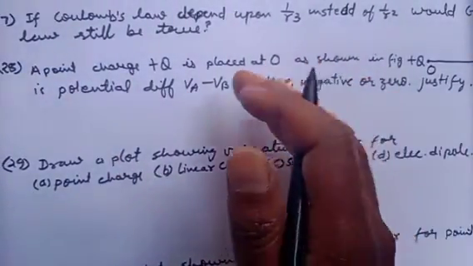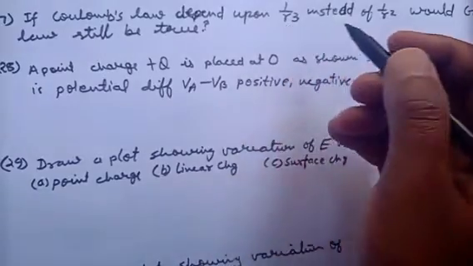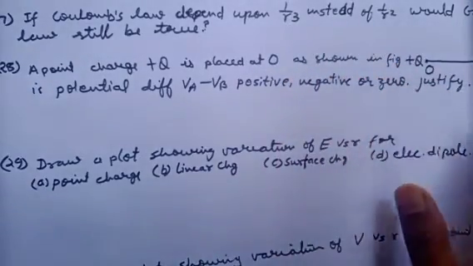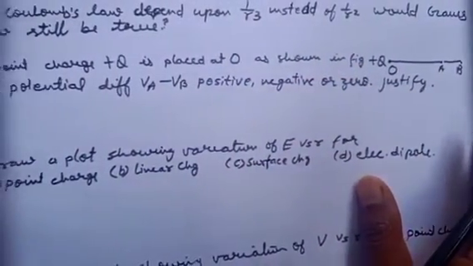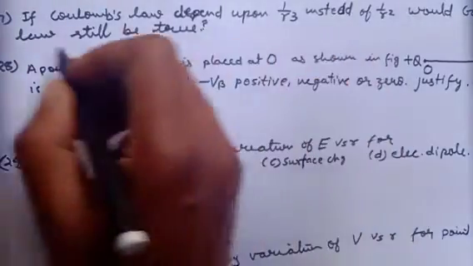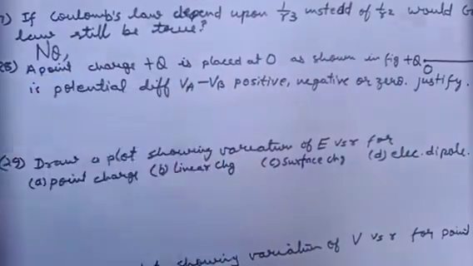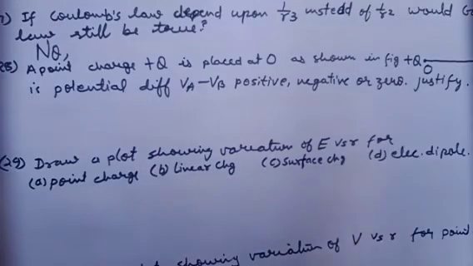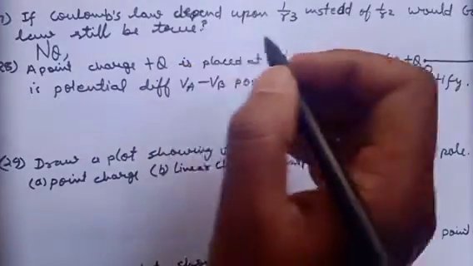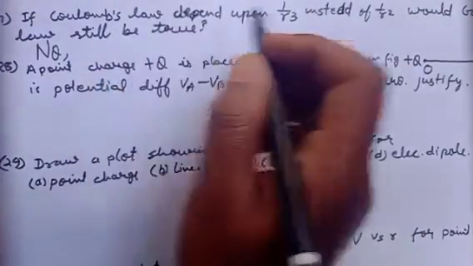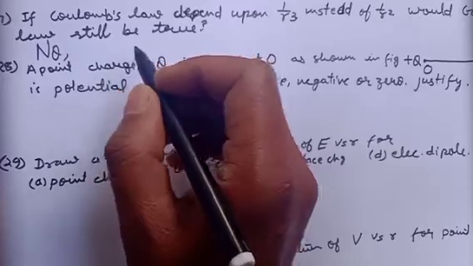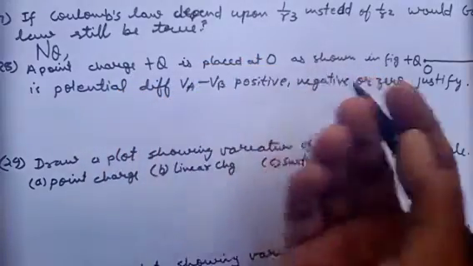Okay, 27th question. If Coulomb's law depended upon 1 by R cube instead of 1 by R square, would Gauss's law still be true? Answer is no, and that's all. Just move on. If justification is asked, we can use dimensional analysis, and we need not prove that thing. If it depends upon 1 by R cube, then dimensionally Gauss's law will be incorrect. That's all we can say.